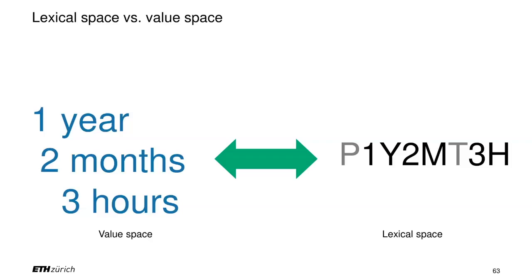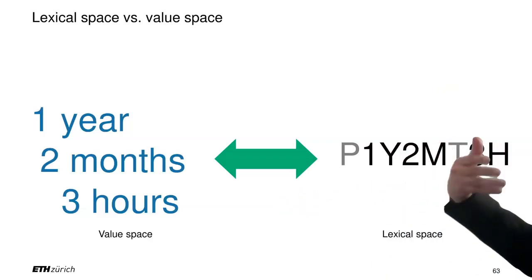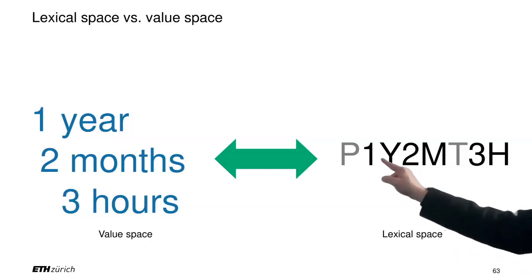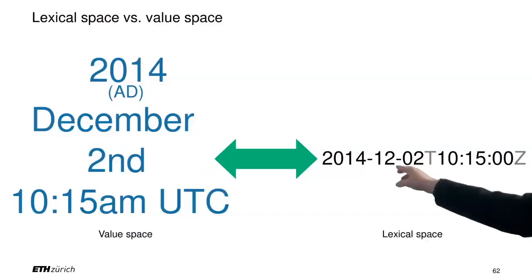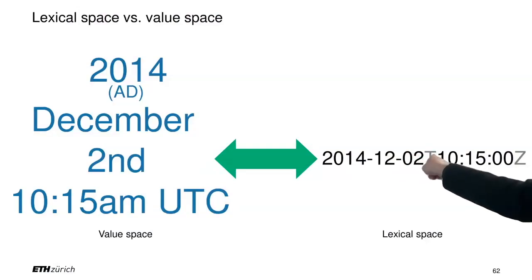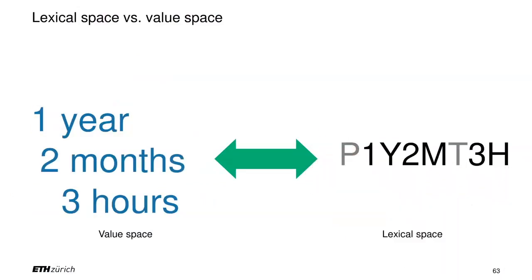Here's another one that's not a Star Wars robot, P1Y2MT3H. That's actually lexical space. It's also the ISO 8601 standard that says 1 year, 2 months, and 3 hours. The T here is the same T that you have to separate the day from the hours, right? It's also the same T. And P is just always P. It's always that letter. Just tells you this is a duration lexical representation.